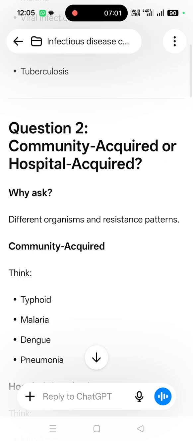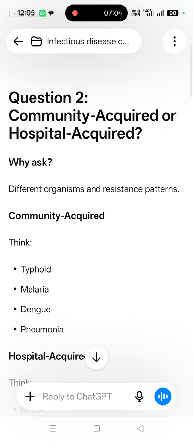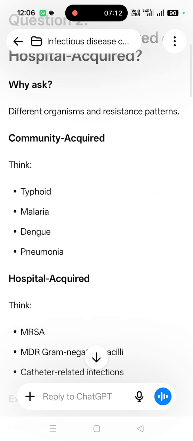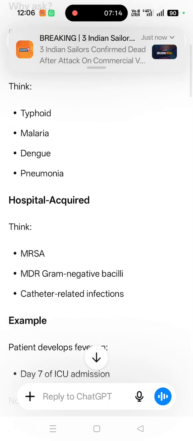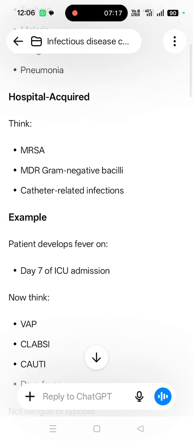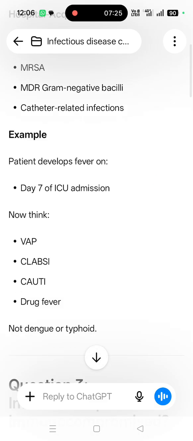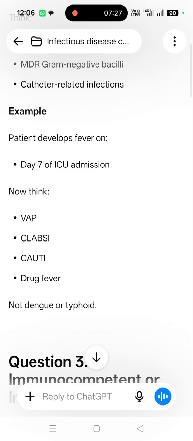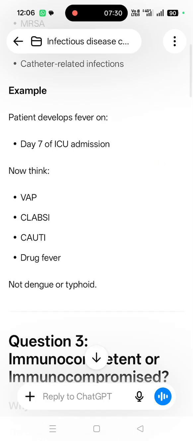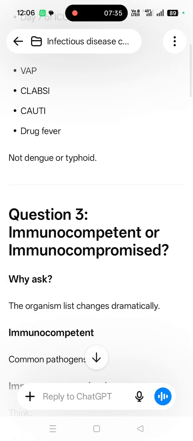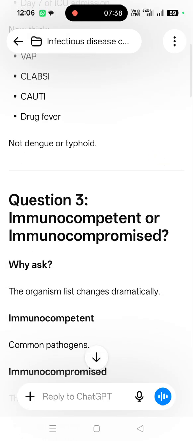So question 2 is community acquired or hospital acquired. So why are we going to ask this? Because different organisms are there for both of them, and resistance pattern is also different in both cases. So community acquired may be typhoid, malaria, dengue, pneumonia, whereas for hospital acquired, you should think of MRSA, MDR gram negative bacilli, catheter related infections. Example: a patient develops fever on day 7 of ICU admission. So now you should think of VAP, CLABSI, CAUTI, drug fever, but you should not think of dengue or typhoid.